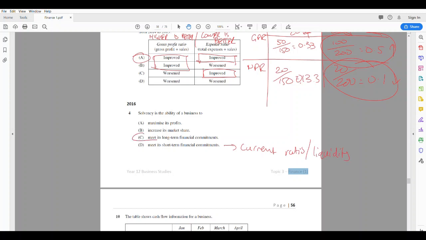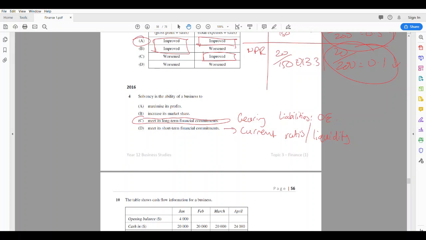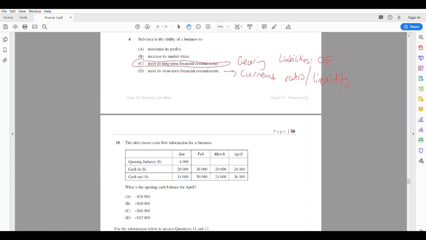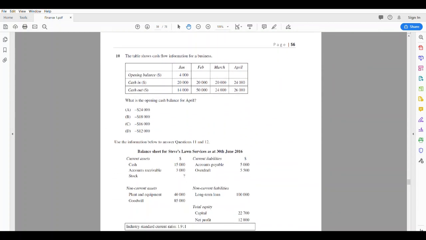So it's our long-term financial commitments. It's our gearing, i.e. our liabilities to our owner's equity. Okay, so our debt to equity ratio. That's pretty simple. 2016 done. Let's do question 10.